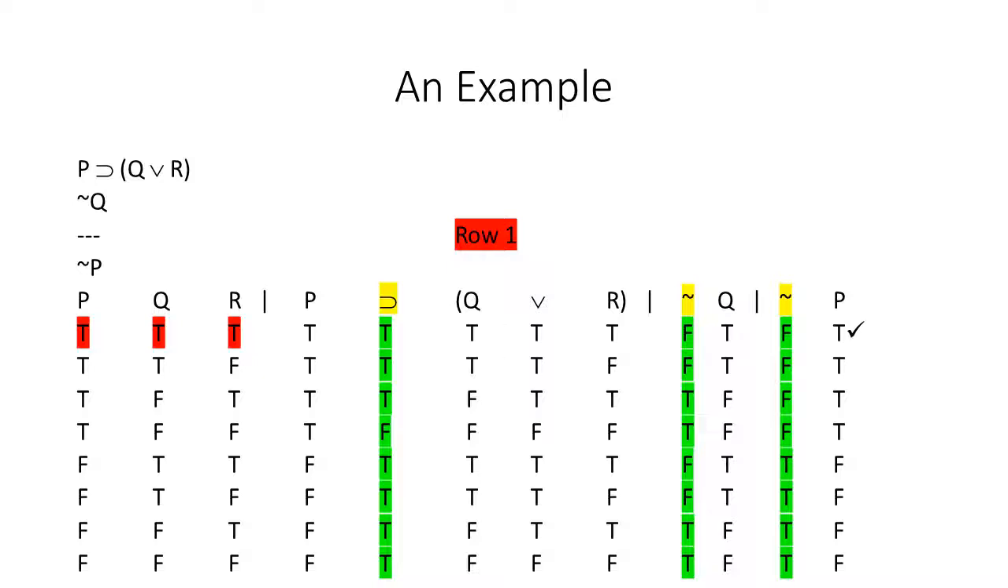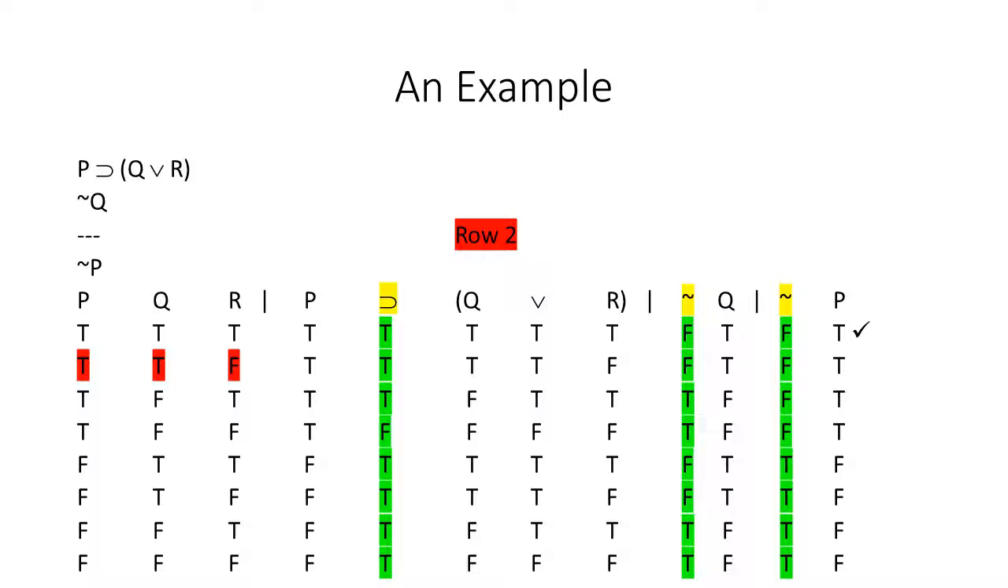Okay, so that means that we can move on to our next row, right? We haven't found what we're looking for. So here we are in row 2, when P is true and Q is true and R is false. What do we have? Well, we have a true first premise, that is, if P, then Q or R is true. A false second premise, that is, not Q is false. And then a false conclusion, that is, not P is false.